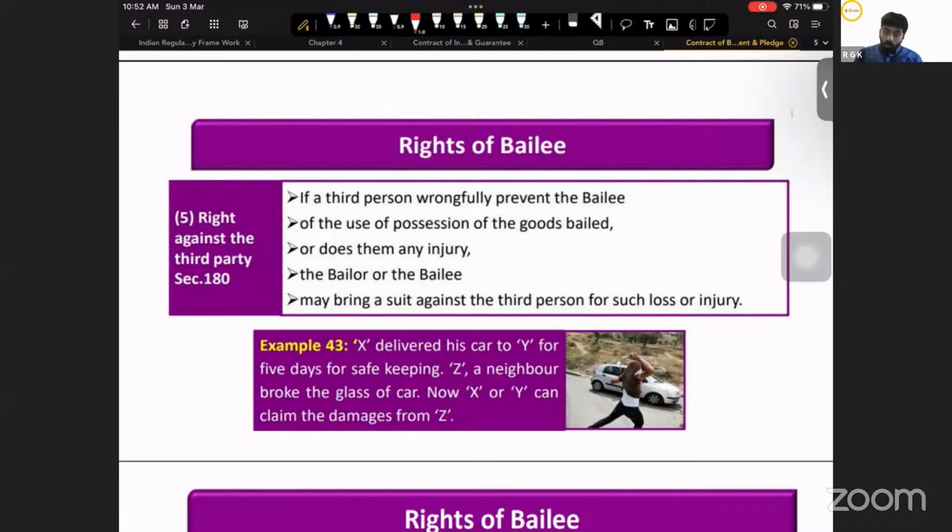If a third party wrongfully prevents the bailee from the use or possession of the goods, or does them any injury, the bailer or the bailee may bring a suit against the third party. Bailer or bailee, either of them can sue the wrongdoer.